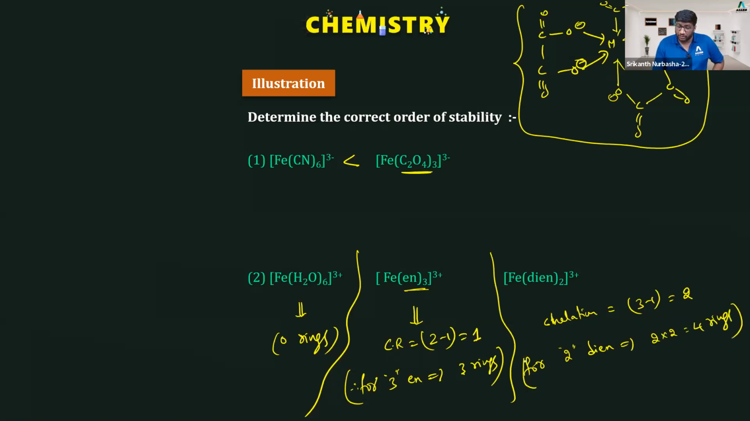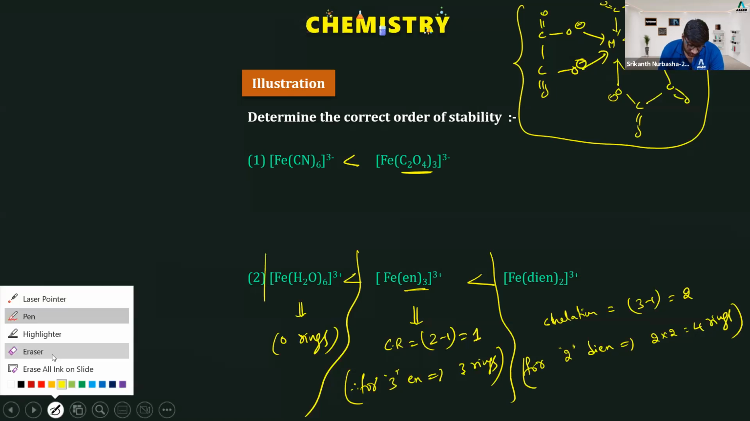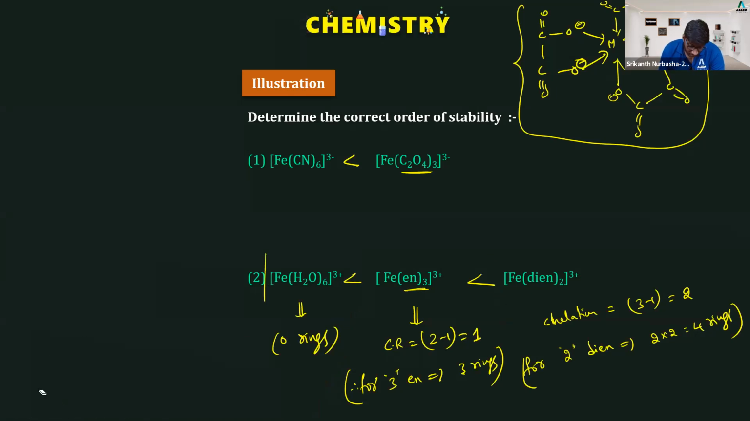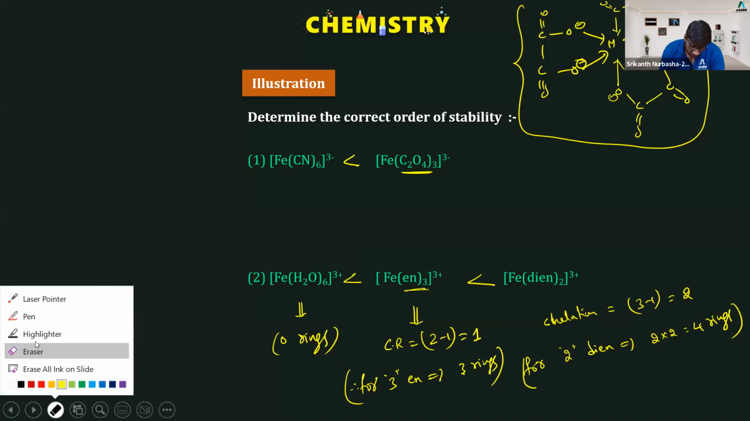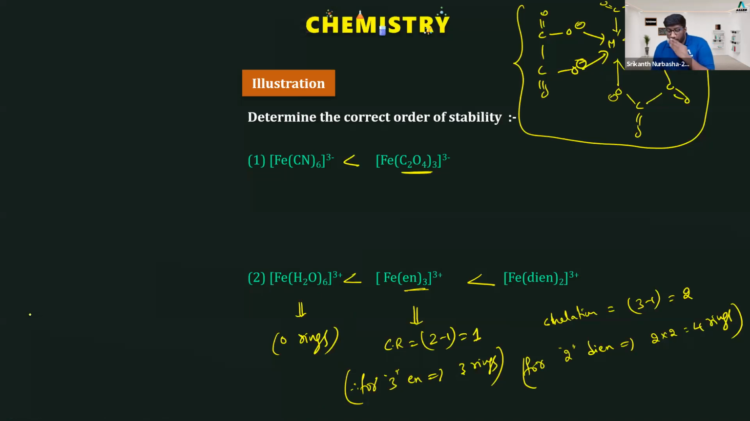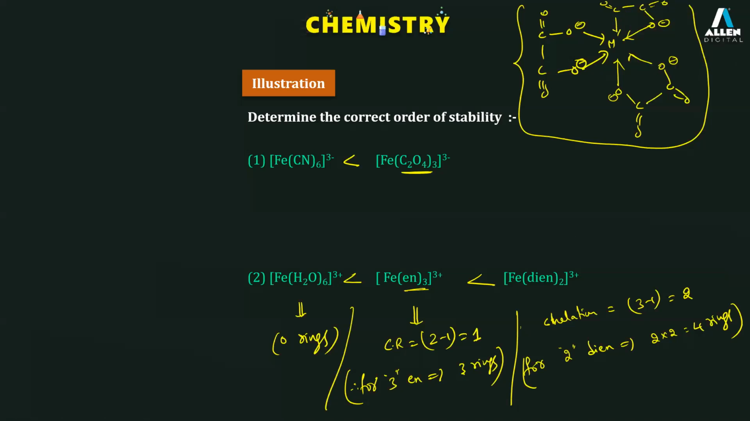So greater the number of rings, greater the stability. So [Fe(dien)2]3+ is more stable, then [Fe(en)3]3+ is stable, then [Fe(H2O)6]3+ is stable. So this is the order of stability. Got it, students? Can I proceed further? Yes, sir.